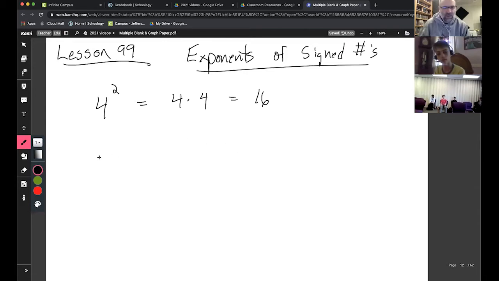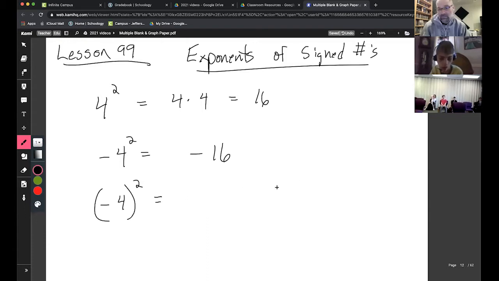All right, so what if we have this? Does anyone know what this is? Yeah, what do you got, Xavier? Negative 16. All right, so it's negative 16. Now, what about this one? Any guesses? Negative 16. All right, well so this is the difficult part, okay? This one is negative 16, but this one is not.